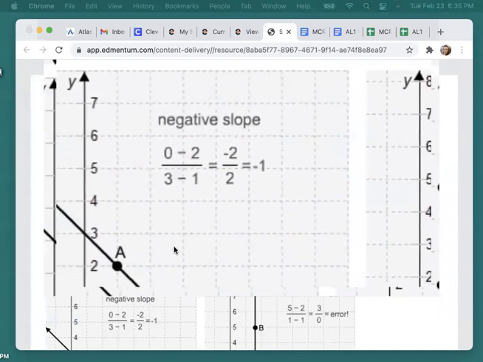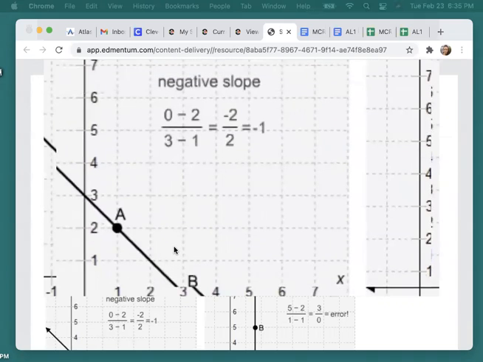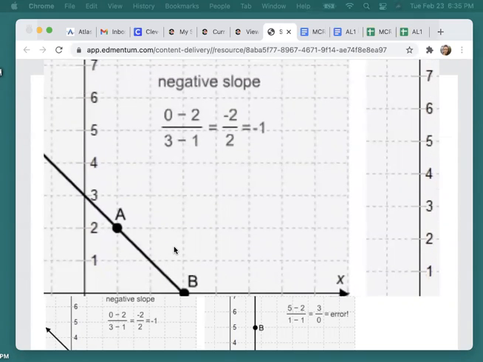Okay, this one has a negative slope, so if it's going from left to right down, the slope is negative. So anytime from left to right down, it's negative. And you can look at the graph and say, okay, it's down 1 over 1, down 1 over 1. So the slope is negative 1.